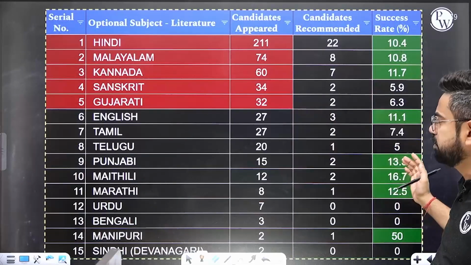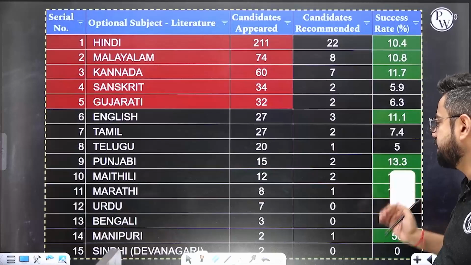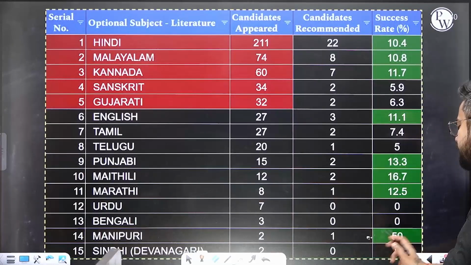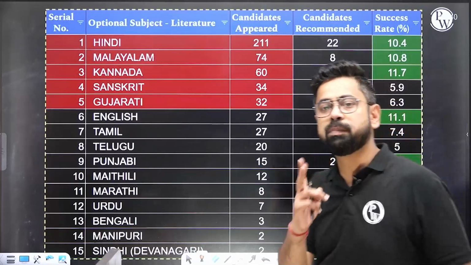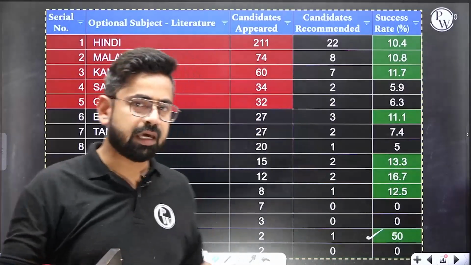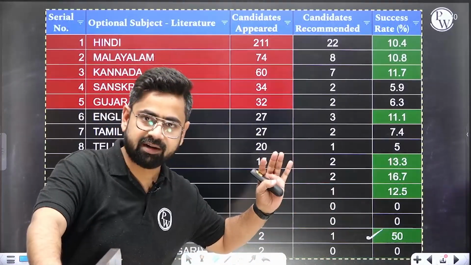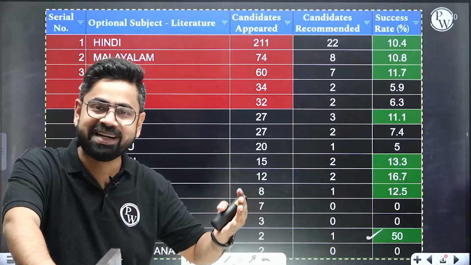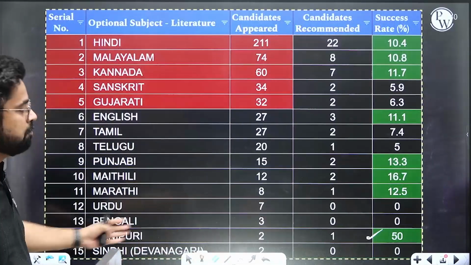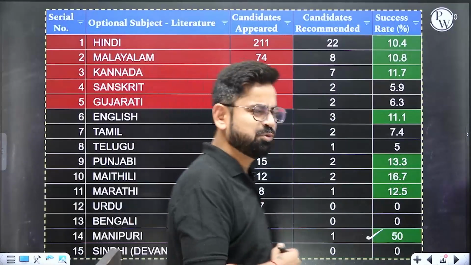From the English optional, Punjabi, Maithili, Marathi, amazing percentages. And Manipuri 50%. Only 2 people basically came for the interview, and one of them was selected. So again, it's not like everybody can take Maithili or Manipuri, but 50% is huge, amazing.